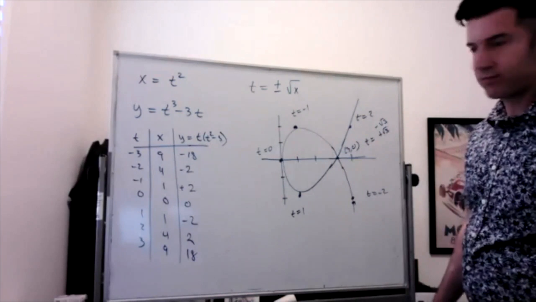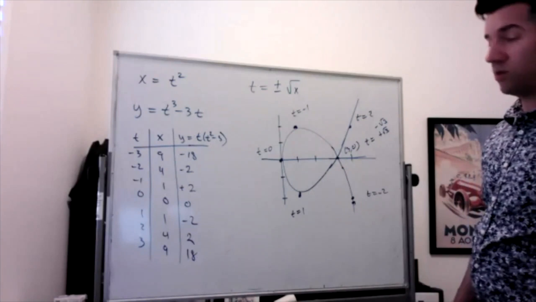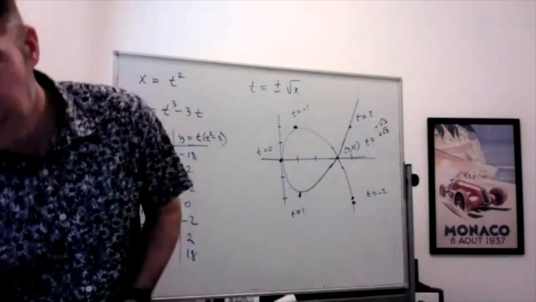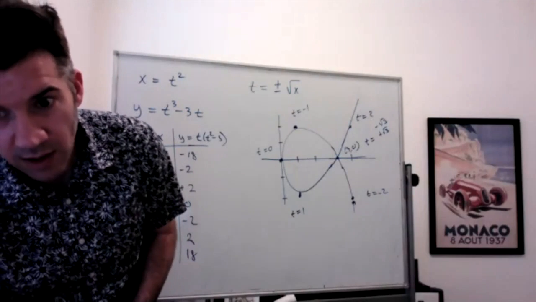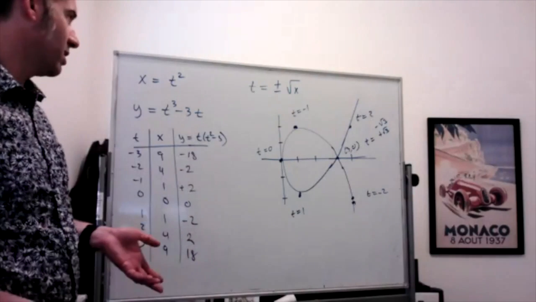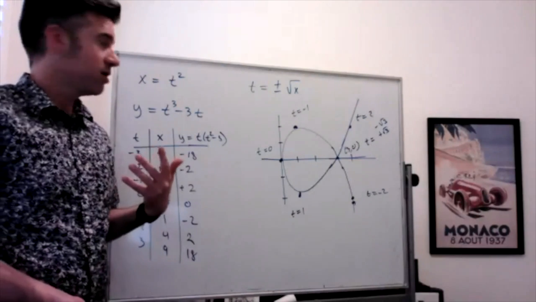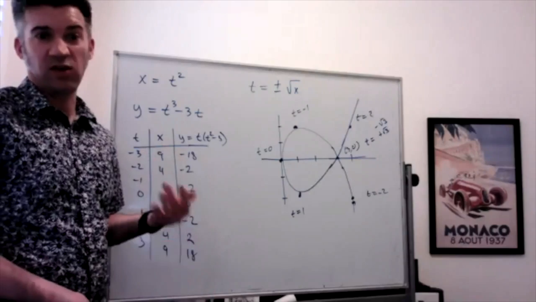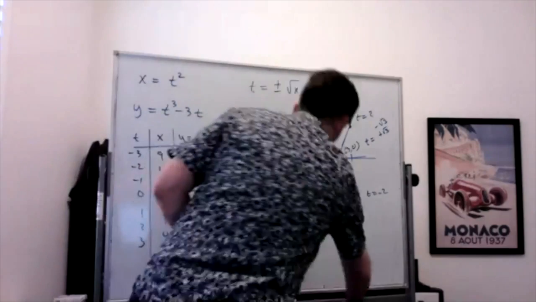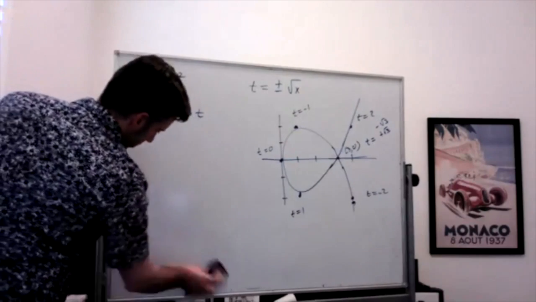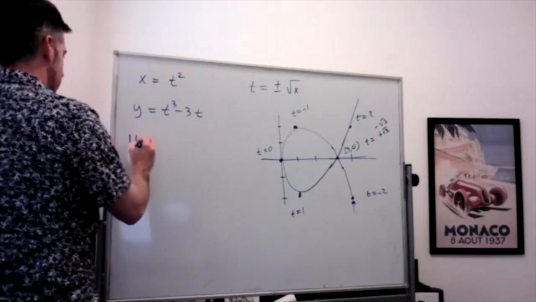Okay. So now we need to do a bunch of calculus. We want to ask some questions like, what's the derivative? What's the second derivative? When does the function have a horizontal tangent? When does the function have a vertical tangent? So I'm going to erase this part here. So when do we have a horizontal tangent?